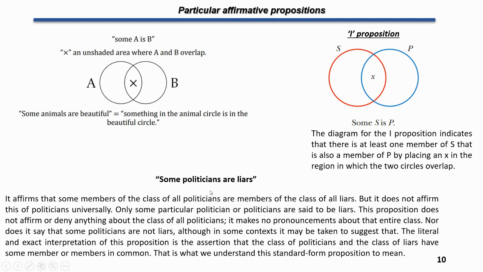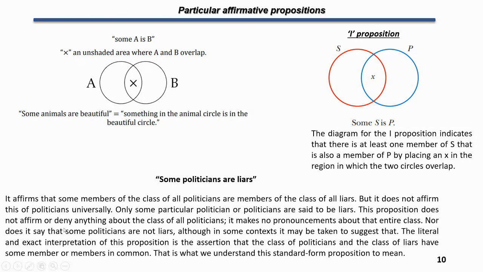In this way, some politicians are liars. If we look here, the subject class is politicians and the predicate class is again liars. It does not affirm that politicians universally are liars. It is not talking about the entire politician group but about some of the group, only some particular politicians who are said to be liars.